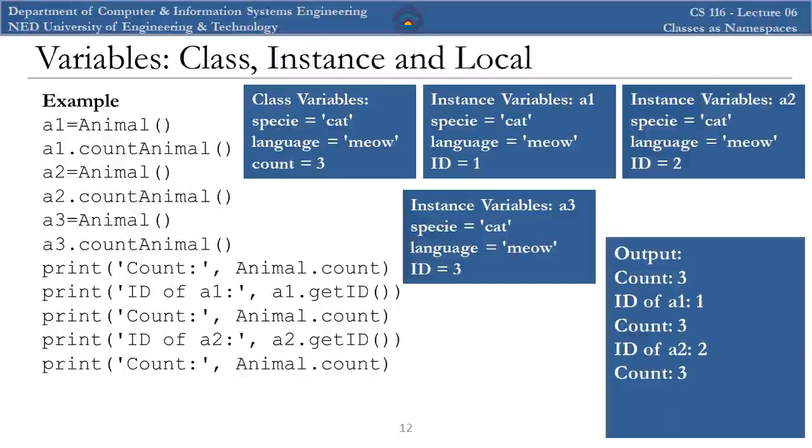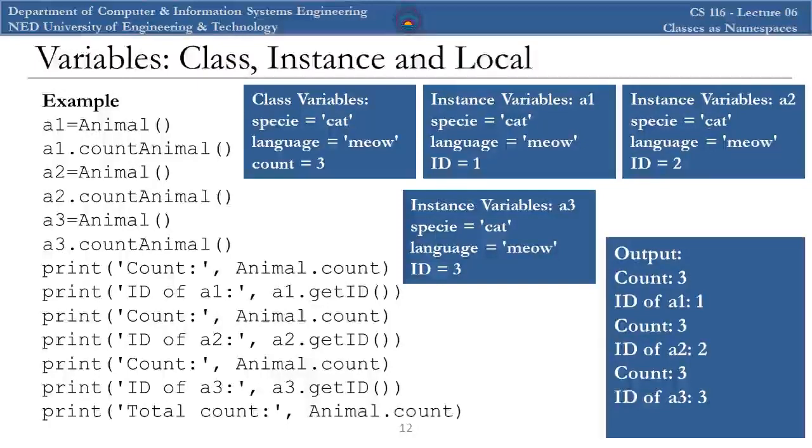And the same is the case for the third animal, right? So here we see that we have assigned separate IDs to each animal, and this count class variable is keeping track of all the instances that I have instantiated here. Okay, this is again just a check, and it prints this 3.